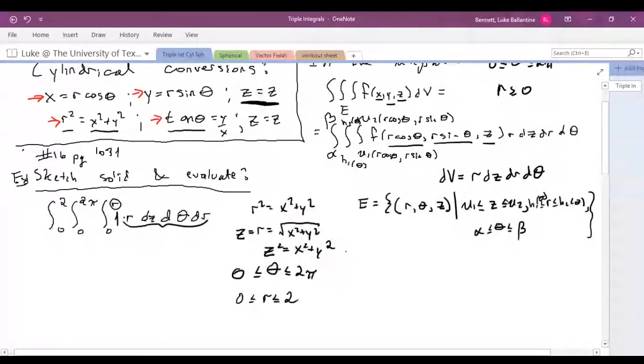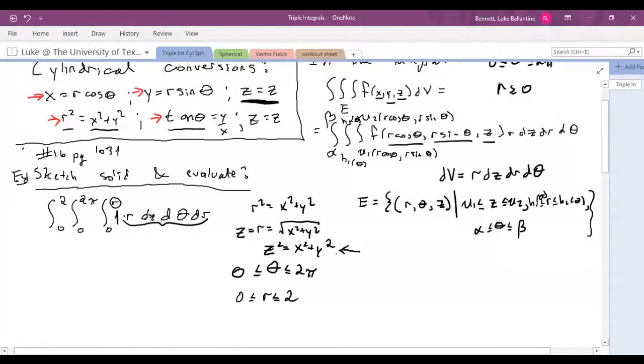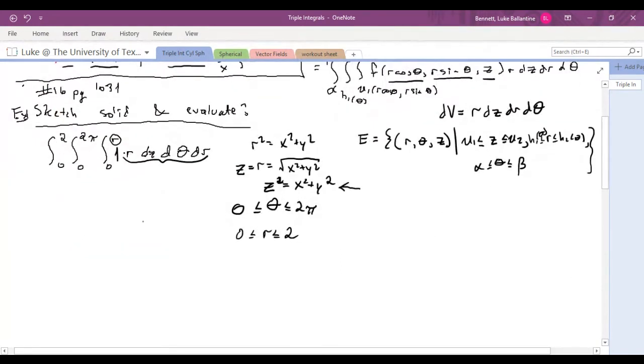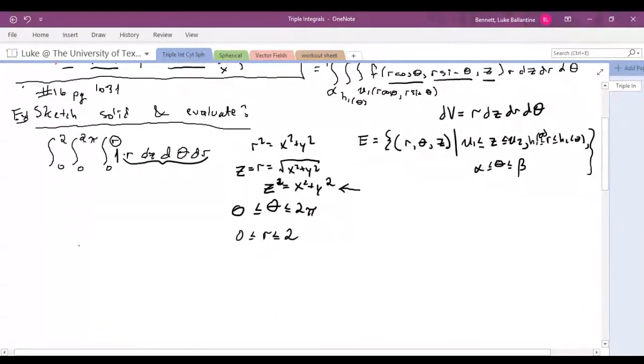So we know what this is from conic sections. What is it? It's a cone. Remember, when we have z squared equals x squared plus y squared, or some constant times x squared plus y squared, then we have a cone. When we have z by itself equals x squared plus y squared, then that is a paraboloid. But this is a cone. So let's go ahead and sketch what this solid looks like.